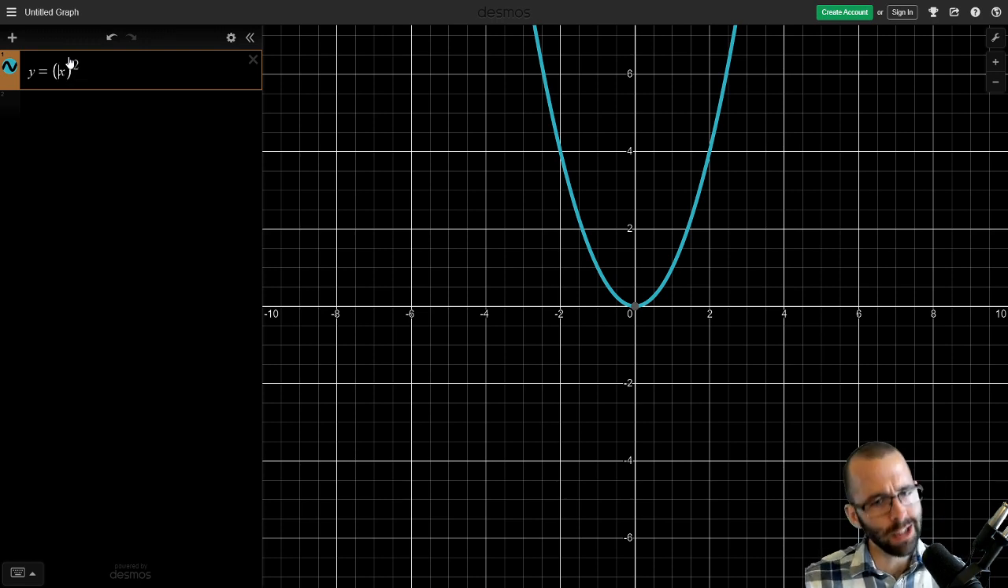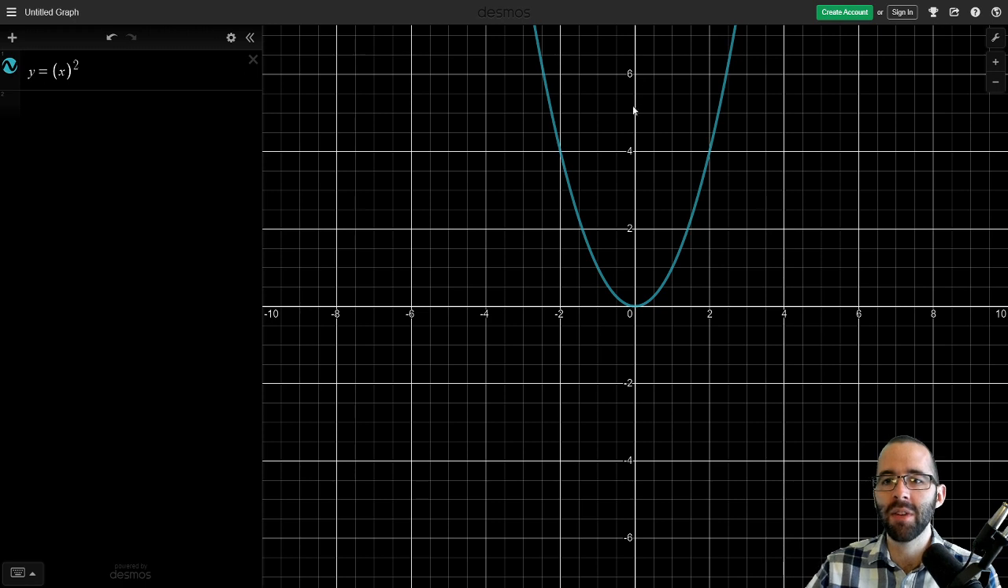Or you could say, well, Jason, I know that's even because look at this graph. It's symmetric about the y-axis. On the right side of the y-axis and the left side of the y-axis, it's just reflected. Symmetry. That's why it looks so beautiful. That's why quadratics are just such beautiful things.